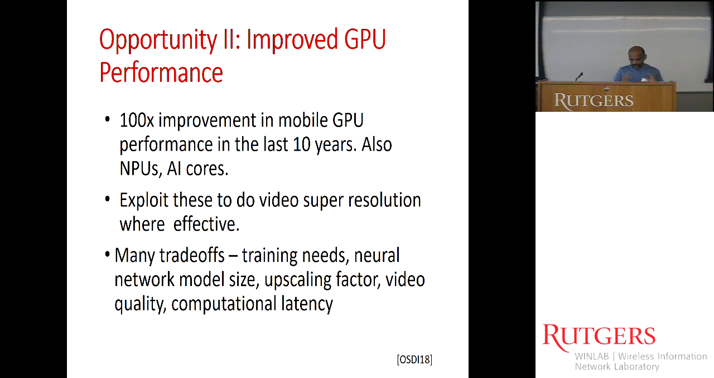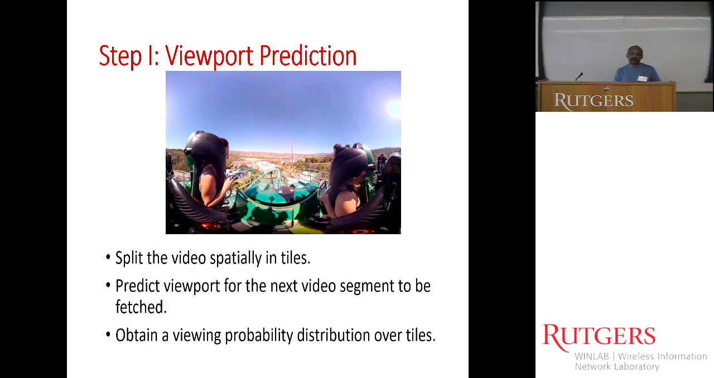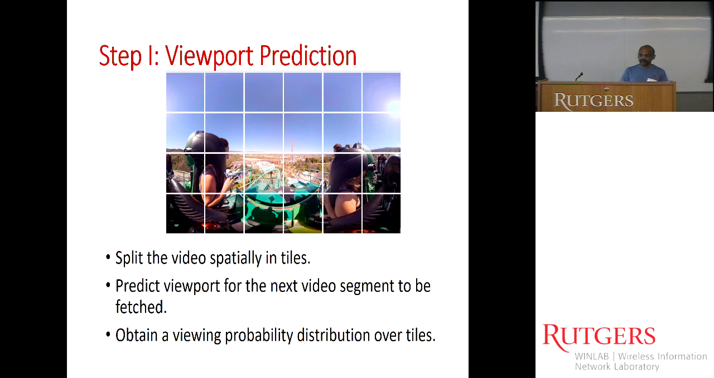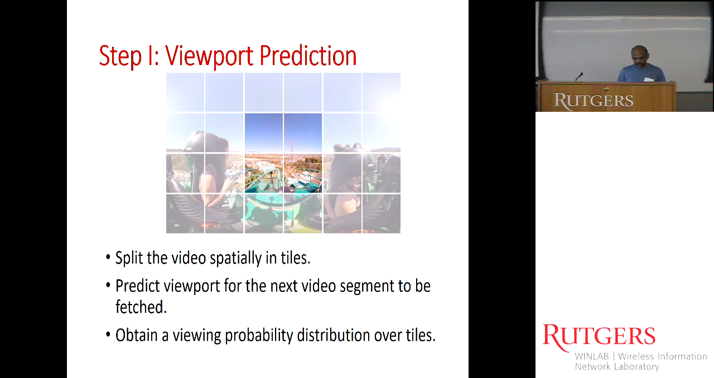So we have an approach here to solve this. The approach first does viewport prediction, kind of the same thing I pointed out to you earlier. And the way it is done is kind of conventional literature. In literature, you split the video spatially into tiles, and then predict the viewport for the next segment to be fetched. And essentially, it is not binary. The prediction gives you a probability distribution at the end. So this is highly probable, and this is less probable. These other things are much less probable. And we use that distribution for our actual protocol work. That will be the next step.